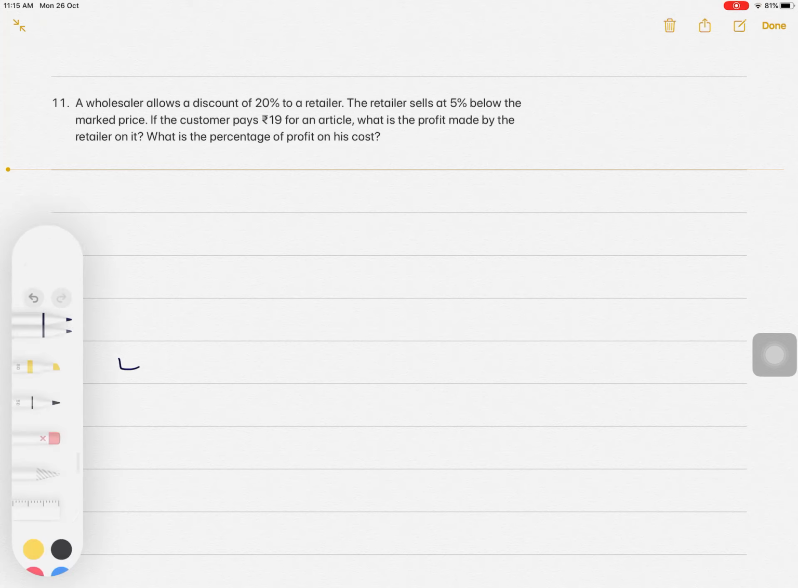Okay. A wholesaler allows a discount of 20% to the retailer. The retailer sells at 5% below the marked price. Fine. Now, a wholesaler allows a discount of 20% to the retailer. Okay. So, let the marked price be 100.